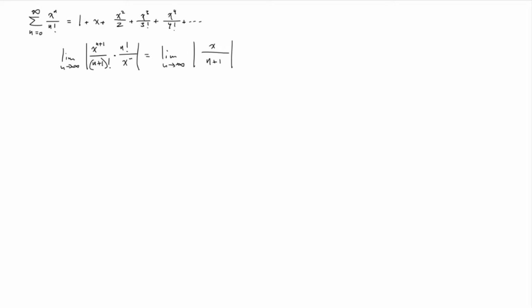In particular, n plus 1 factorial is n plus 1 times n factorial, so the n factorials cancel. And x to the n plus 1 is x to the n times x, and so the x to the n's cancel, and you're left with this expression here. As n goes to infinity, x stays the same, so it's just a constant. We can pull the absolute value of x outside of the limit, and we're left with the absolute value of x times the limit as n goes to infinity of 1 over n plus 1.